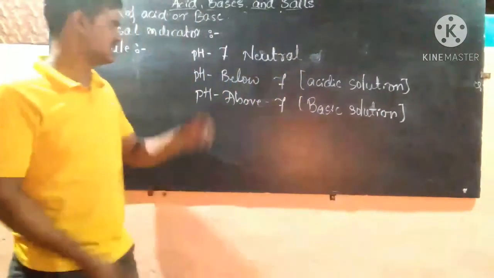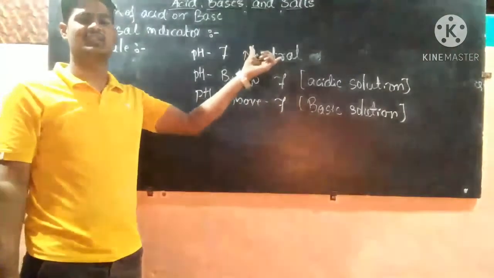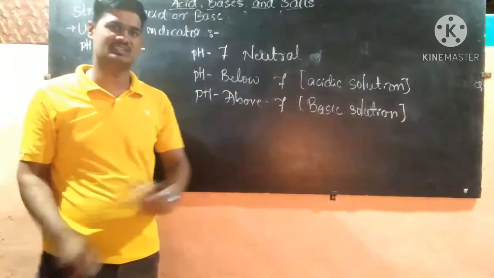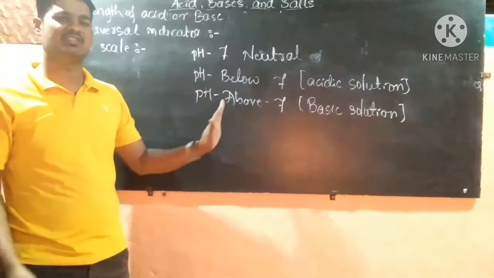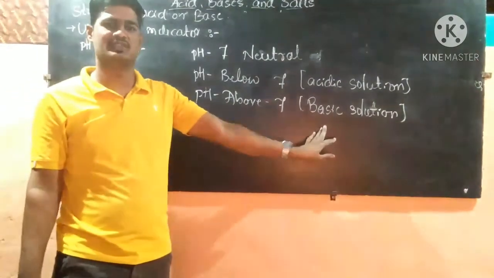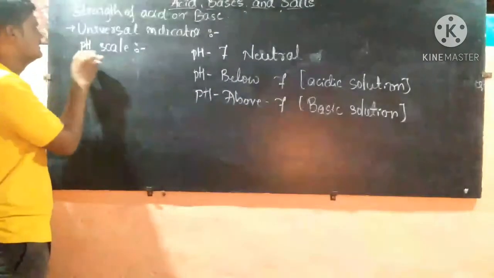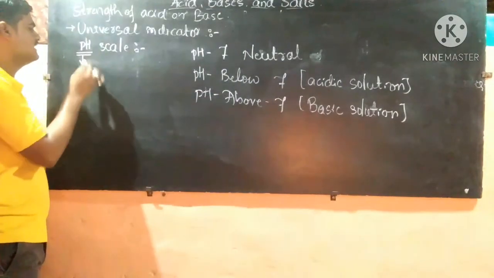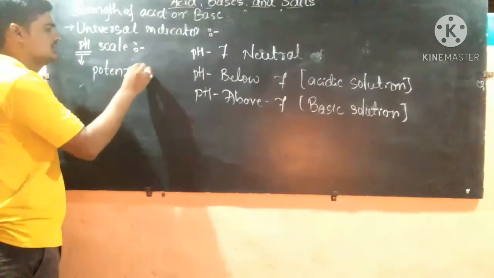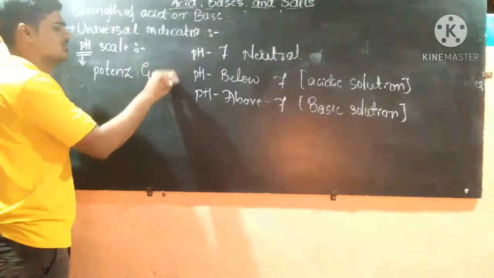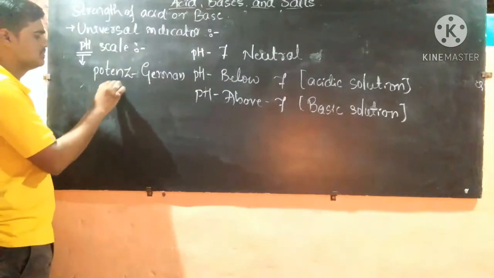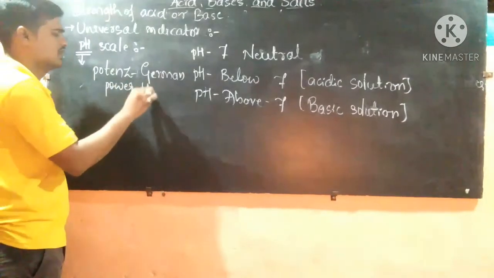So if the pH scale shows 7, it is a neutral solution. If the pH value is below 7, then it is known as an acidic solution. If the pH value is more than 7 or above 7, it is a basic solution. And one more thing is that in the pH, that P stands for potens. It is a German word, derived from German. So this potens means power of hydrogen.